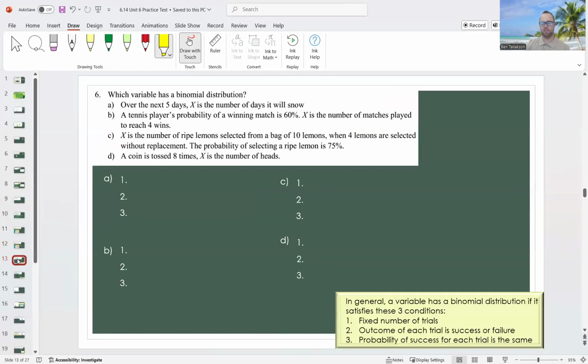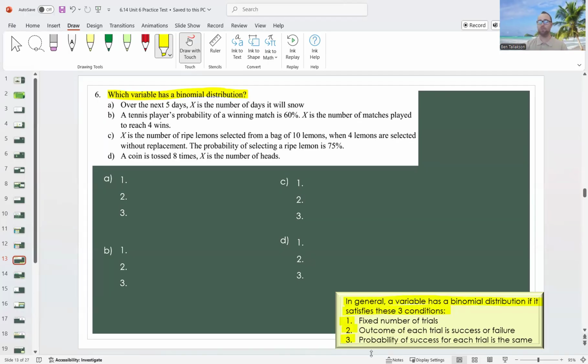And number 6, which variable has a binomial distribution? There's lots of information in here. Let's highlight the question. And of course, the work is important, but what's equally important is knowing how to determine binomial distribution. It's what you see in the bottom corner here. I would write this down if I was you. You need to check if all 3 of these things are happening, and if they are, that's your answer.